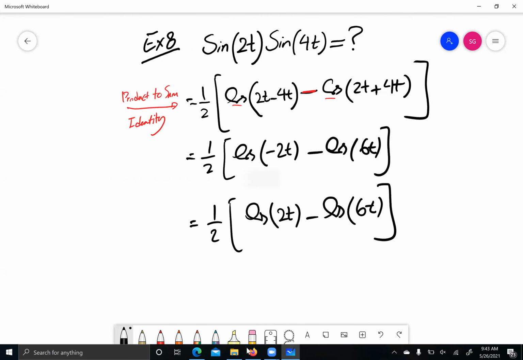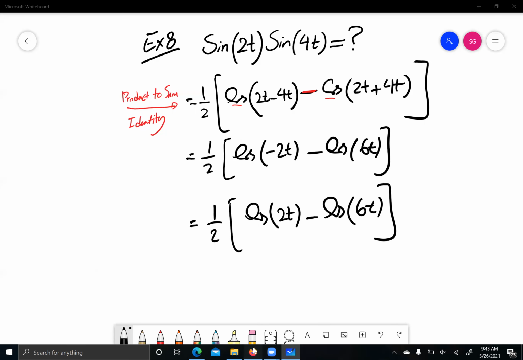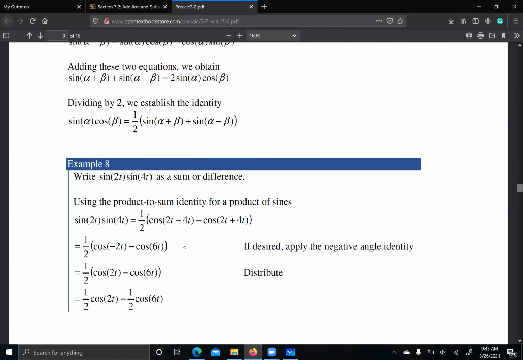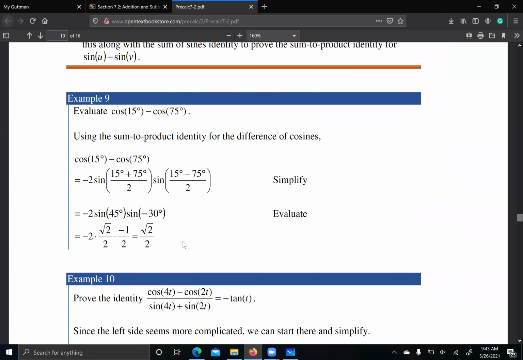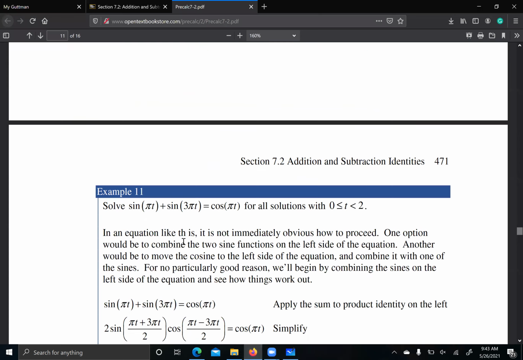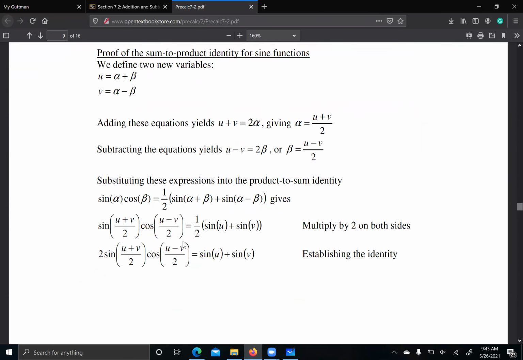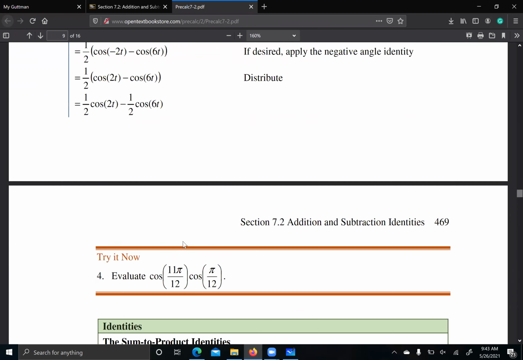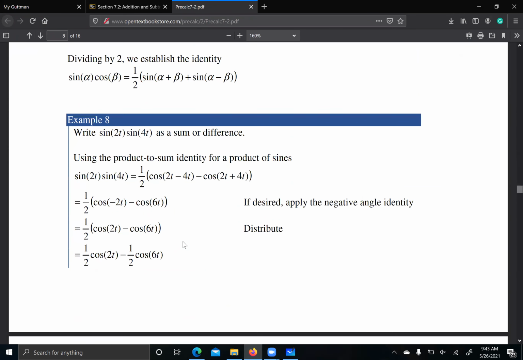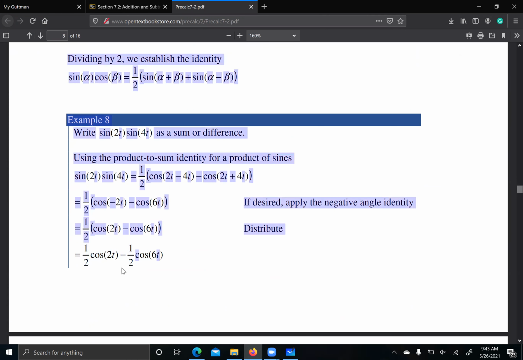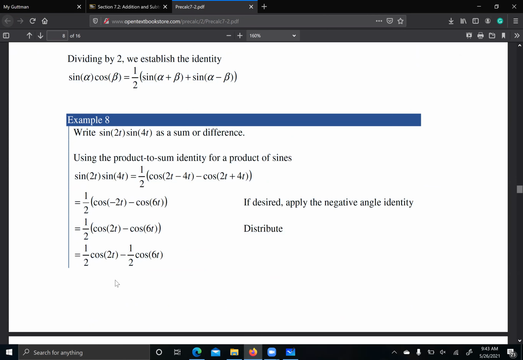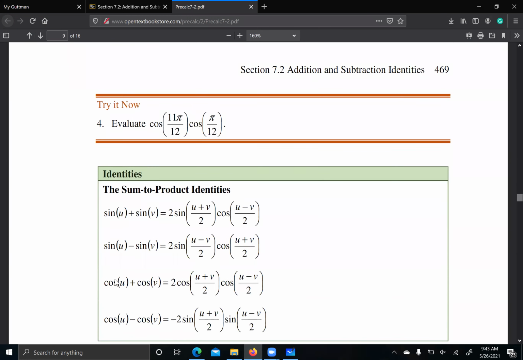So that's it. You see? So in example 8, we were able to rewrite this product as the difference of two cosine functions, cosine of 2t minus cosine of 6t.